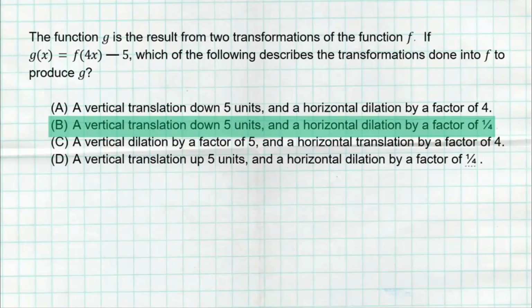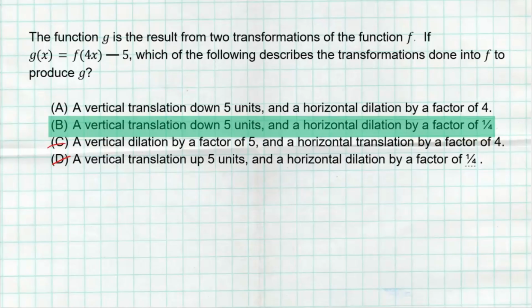So first, we see a minus 5 on the outside. Anything adding or subtracting on the outside is a vertical translation. In this case, it's going to be true to what it says. Minus 5 means it's going to go down 5. So we can immediately get rid of D and C because it's not a vertical dilation. That's multiplication on the outside.